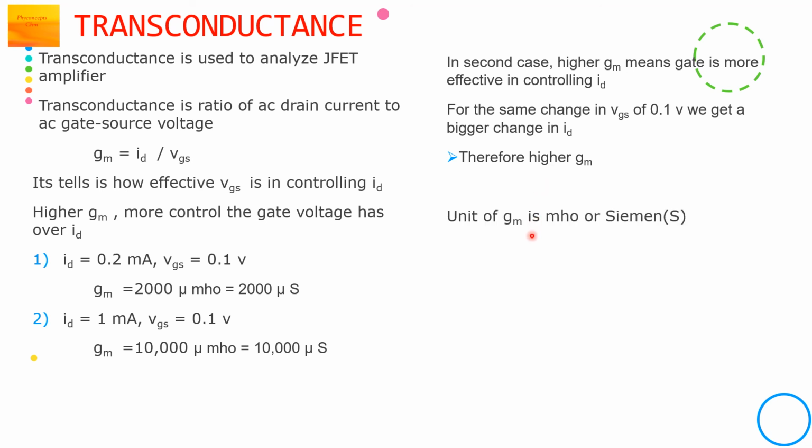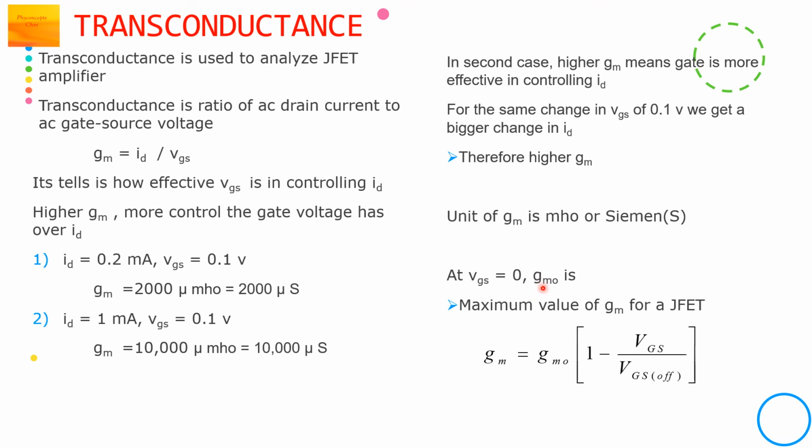The unit of gm is mho or Siemens, which we write as capital S. At VGS equal to 0, we get the maximum value of gm, and that is denoted as gm0. So we get an equation as gm is equal to gm0 into 1 minus VGS upon VGS off.